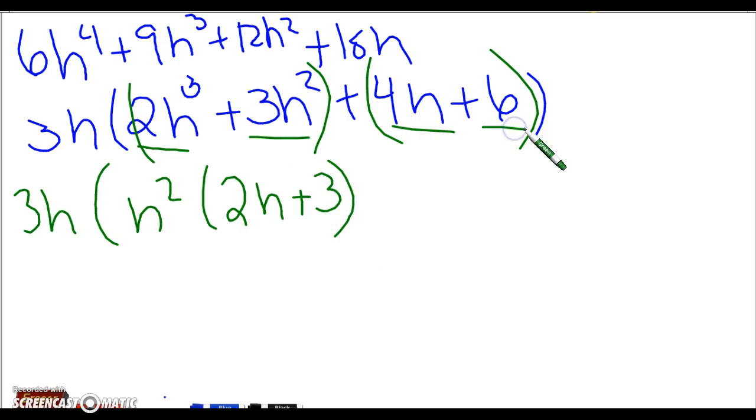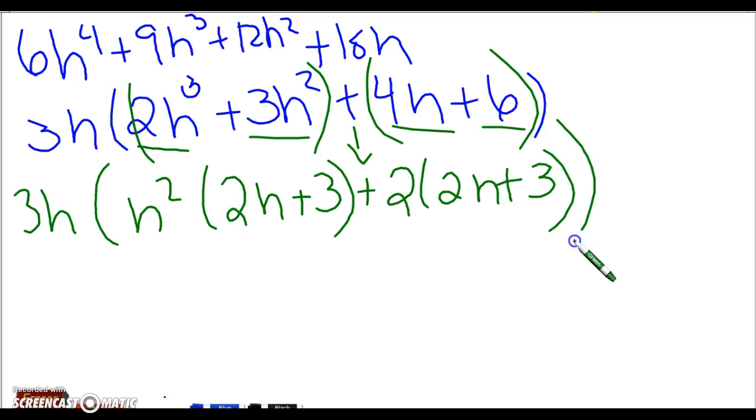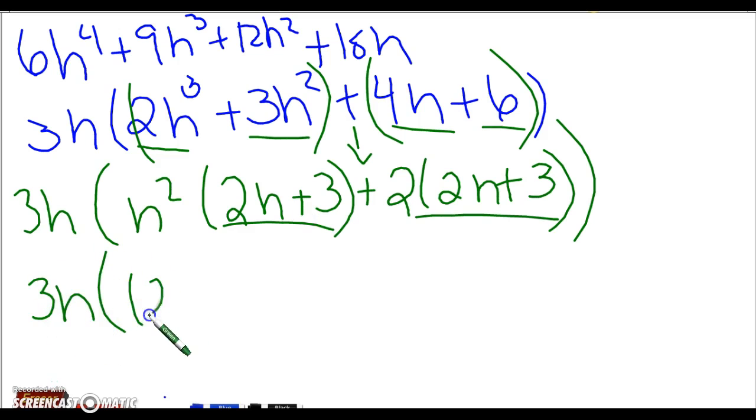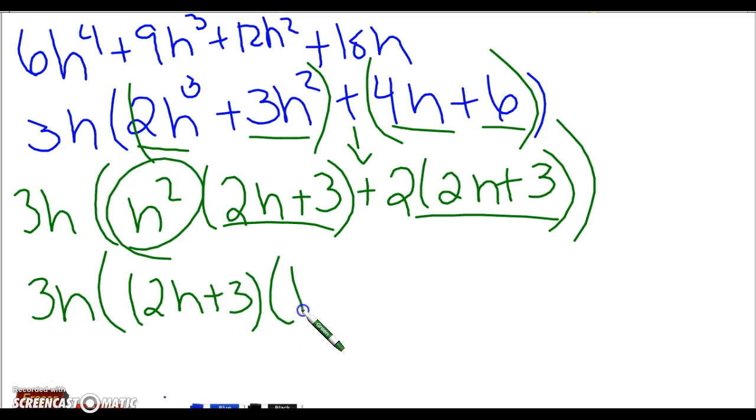Here they have a 2 in common. So I'm going to bring down my plus sign. And I have 2 times 2h plus 3. And so they both have a 2h plus 3 in common, so I'm going to pull out the 2h plus 3. Remember my 3h, so I have 2h plus 3 that I pulled out, and I have an h squared plus 2.